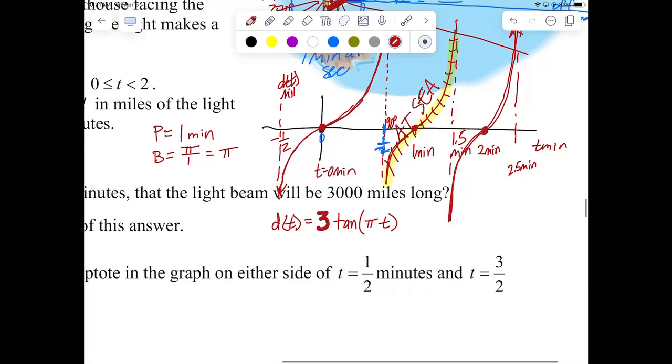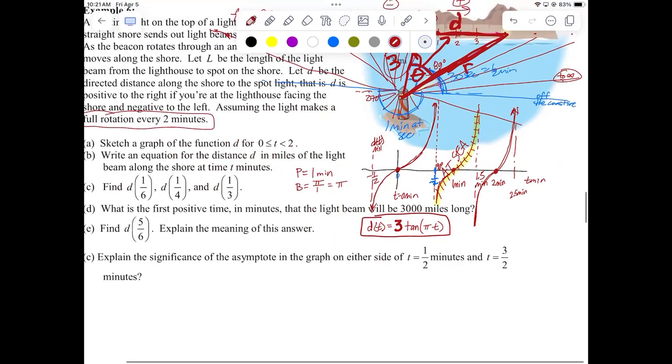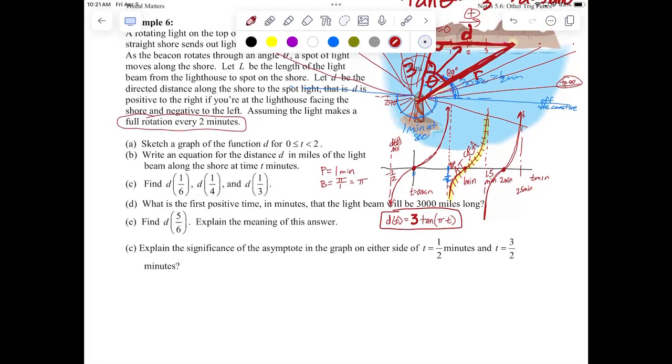Okay, now we could make a note here. We can come up with the domain that we're only interested in, every other cycle. I don't think we need to get into that here. We just understand that we don't see the beam for a full minute at a time while it's at sea. But there's the equation right there. So we got the graph, it's labeled, we got our equation, and now we can start talking about part C.